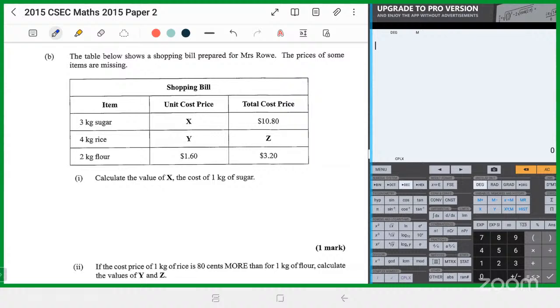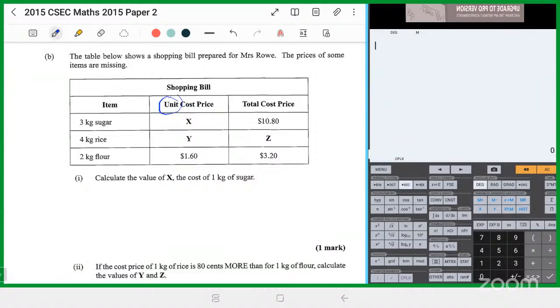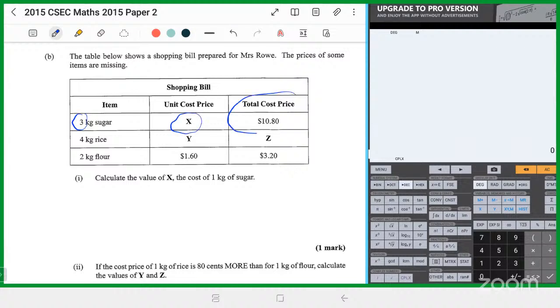Alright, let's go. It says the table below shows a shopping bill prepared by Mrs. Rowe. The prices of some items are missing. These are the items over here, and these are the unit costs. Unit cost is the cost for one; that's what unit means. Now there's 3 of this, and this will be the cost for one, and this is the total cost over here.